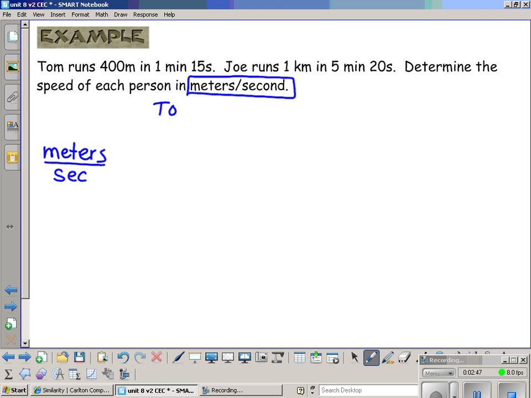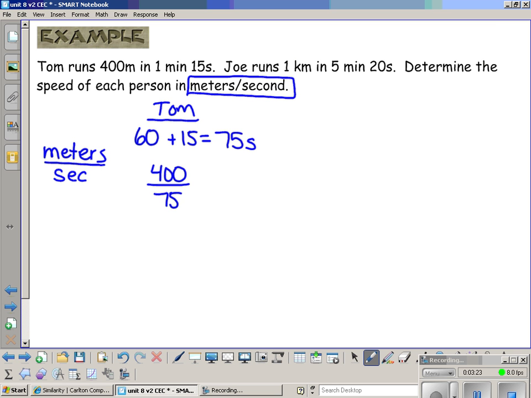First, we will look at Tom. Tom's distance is given to us in meters, so that is good. But his time is given to us as 1 minute 15 seconds. So we first need to convert that to how many seconds there are. We know that there are 60 seconds in a minute, so we have 60 seconds plus 15. So he has been running for 75 seconds. So we want meters per second. 400 meters in 75 seconds.